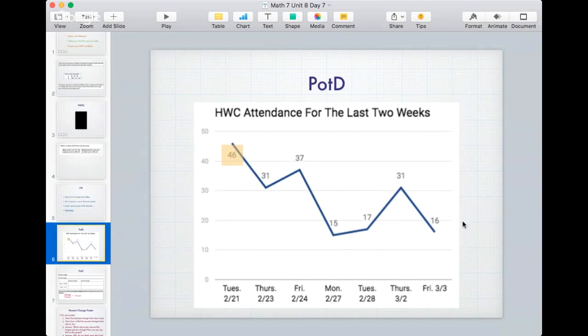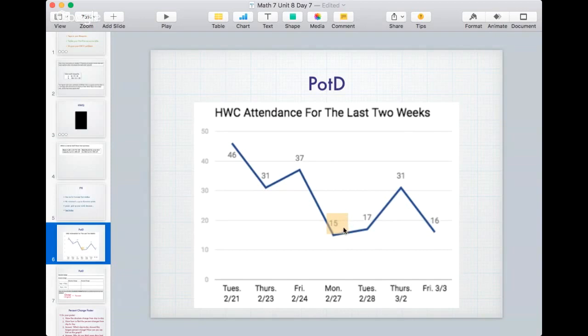So looking at this, I first asked students to think about what they noticed about this graph and what they could describe on this graph. And a lot of people started with the numbers that they saw. I've got the one here, and if I move it around, you can see all of them. These numbers tell us how many students were in attendance at homework club each of those days. So the day with the most homework club, Tuesday the 21st, we had 46 students. Day with the least homework club, Monday the 27th, we only had 15 students in homework club.